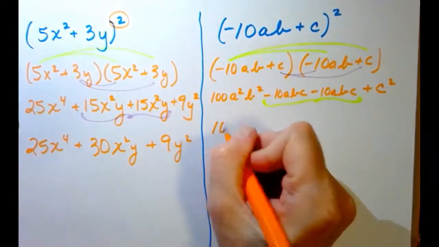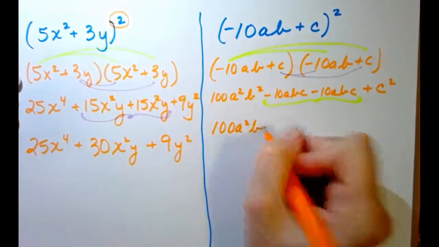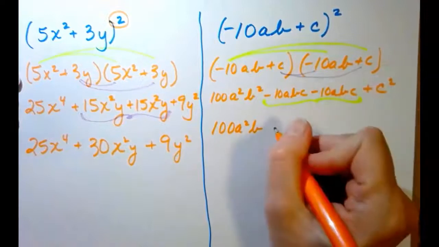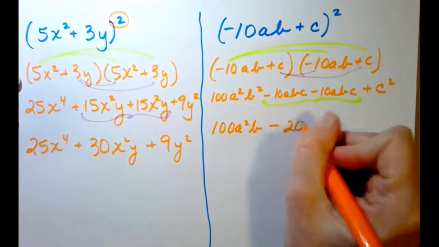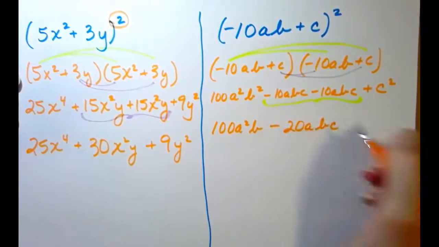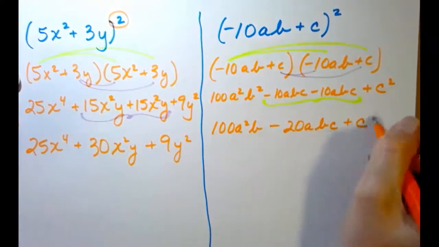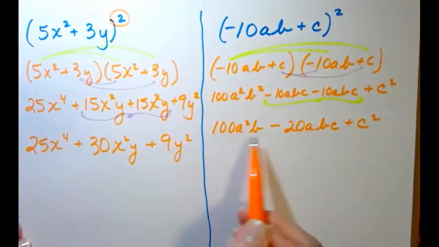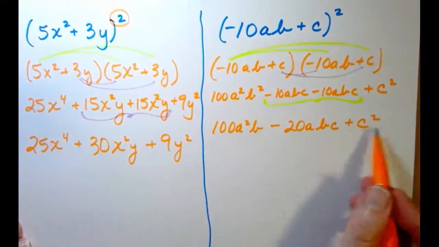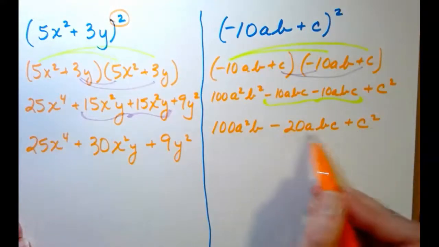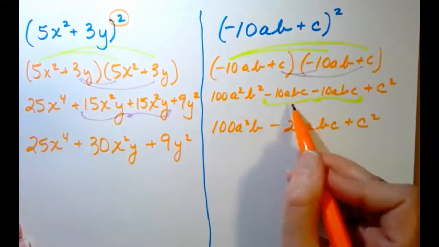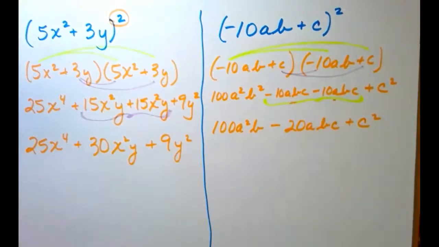So the first term is a positive perfect square. Negative 10 and negative 10 give us negative 20abc plus c squared. Positive perfect square on the front, positive perfect square on the back, and an even double of those two numbers.